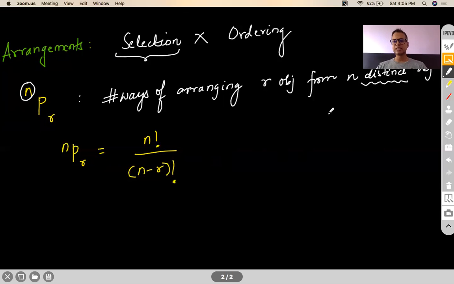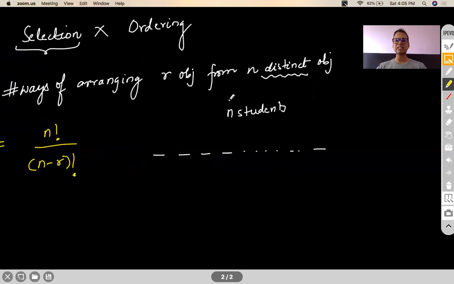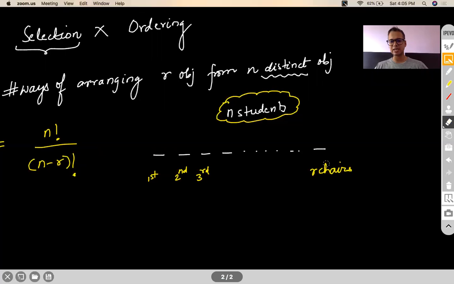Let us say there are n students and there are r chairs, and you want to arrange these n students on these r chairs. So this is your first chair, this is your second chair, this is your third chair, and so on. Let's say this is your rth chair. So how would you arrange them on these r chairs?